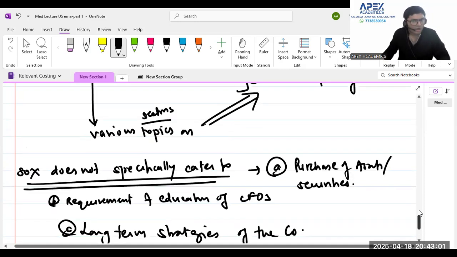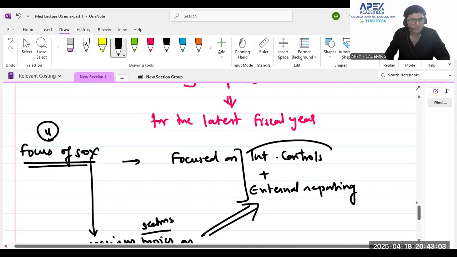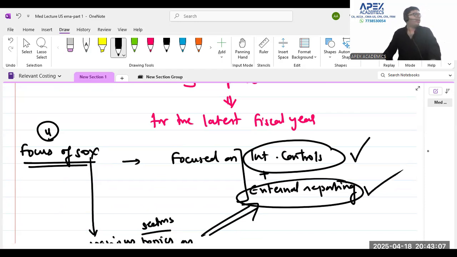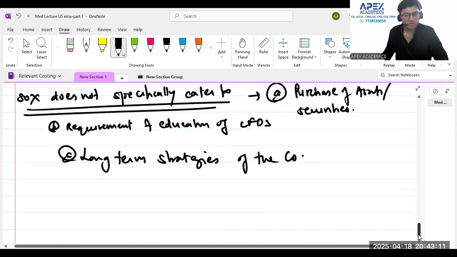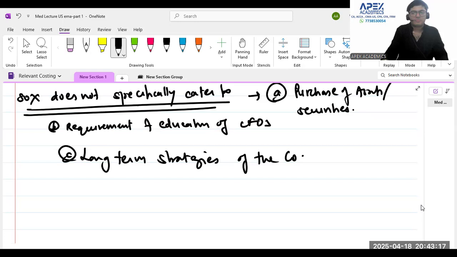What does SOX cater to? Sir, it caters to internal controls and it caters to external reporting. Apart from this, does SOX cater to anything else? No, sir. SOX is not interested in anything else beyond these two particular aspects. I hope you all are with me on that. Yes or no, please tell me that. Do we agree to this concept? 100%. Next.